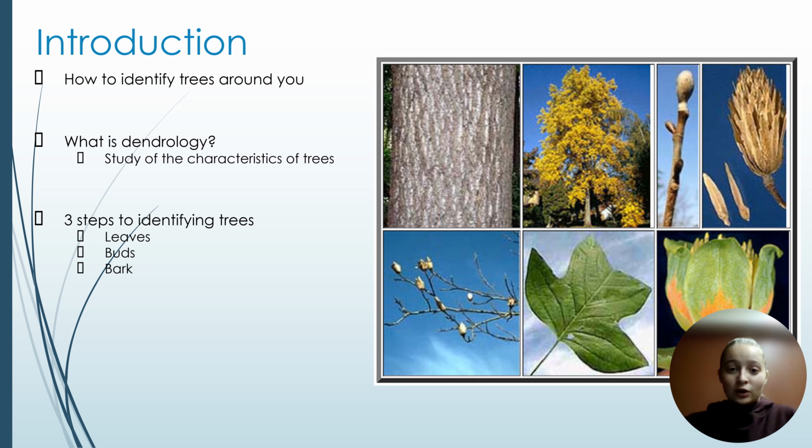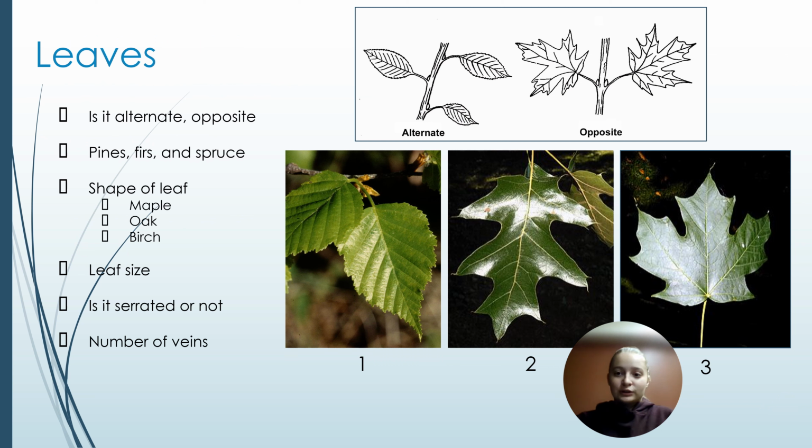The three things I was taught to identify a tree by are their leaves, their buds, and their bark. So let's get started. First is the tree leaves. They come in many shapes and sizes, but we'll only go over a few today.